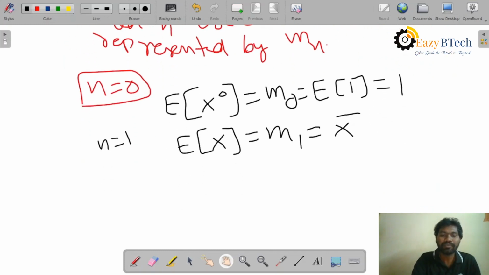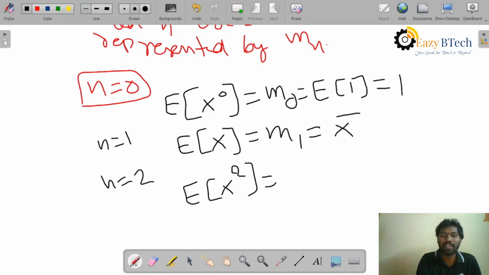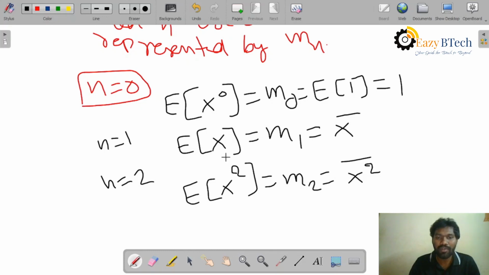Similarly, if n equal to 2, it is expectation of x square. As the order is 2, it is called m2. It is represented by x square bar. Why? Because it is x square inside the expectation. If you have x, it is represented as x bar. Similarly, here we have x square, so it is represented as x square bar.